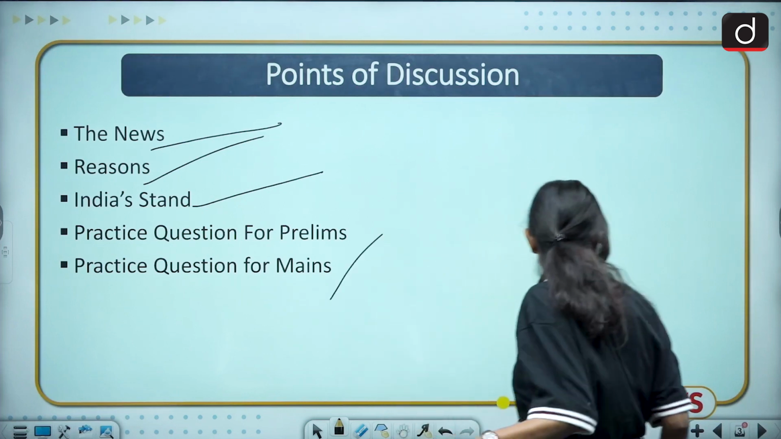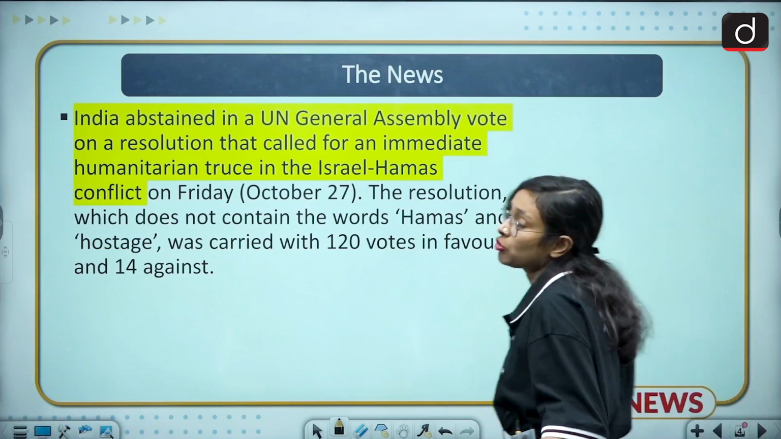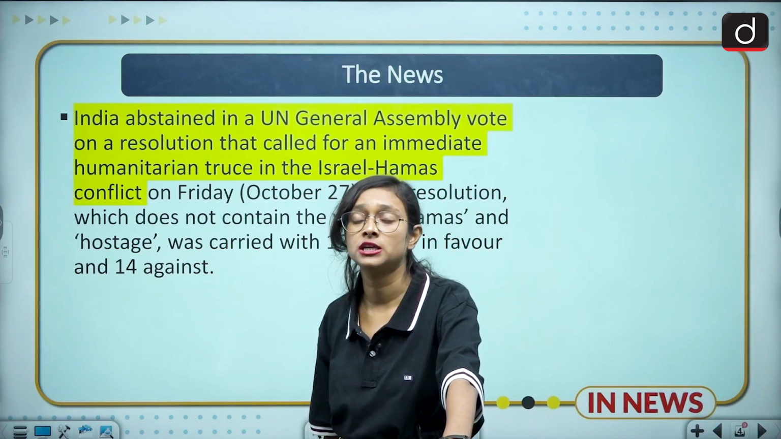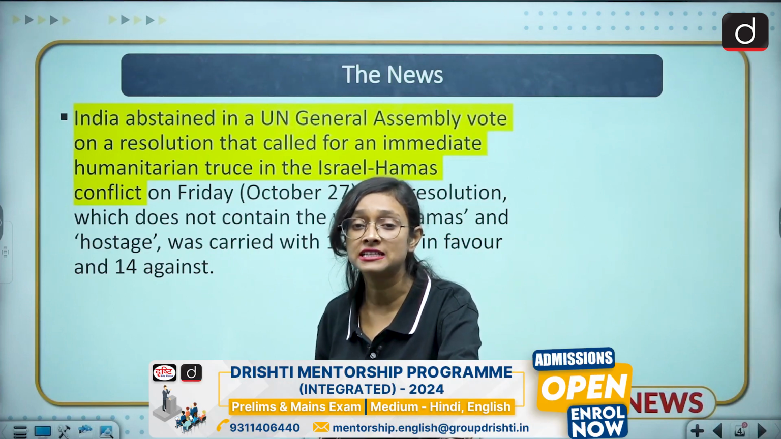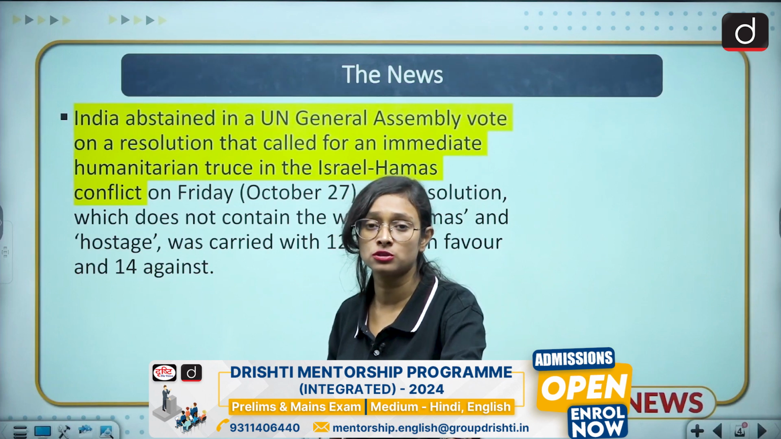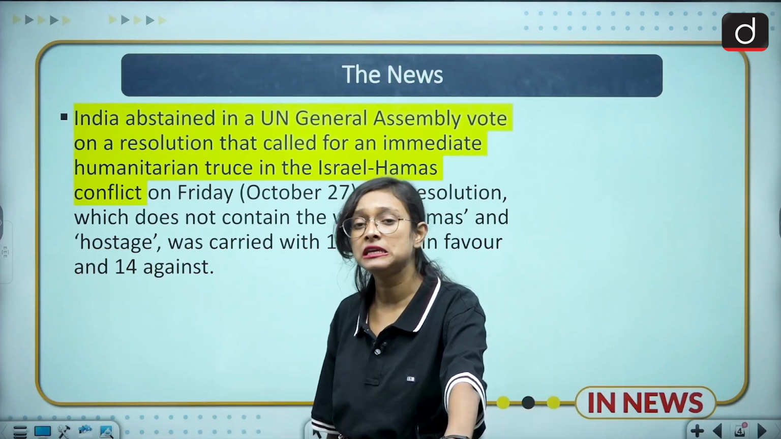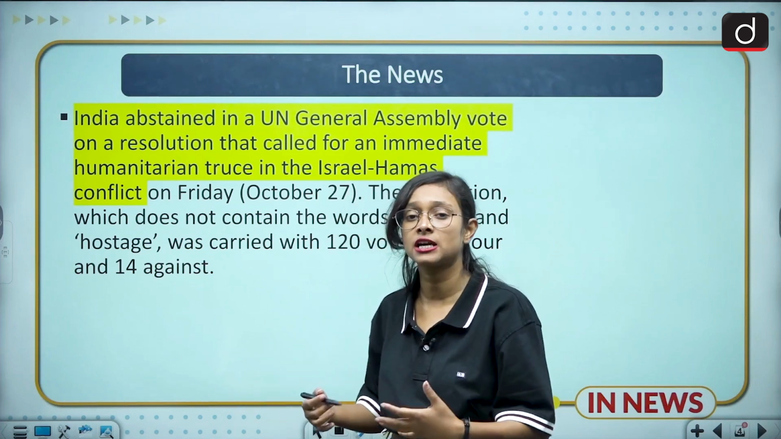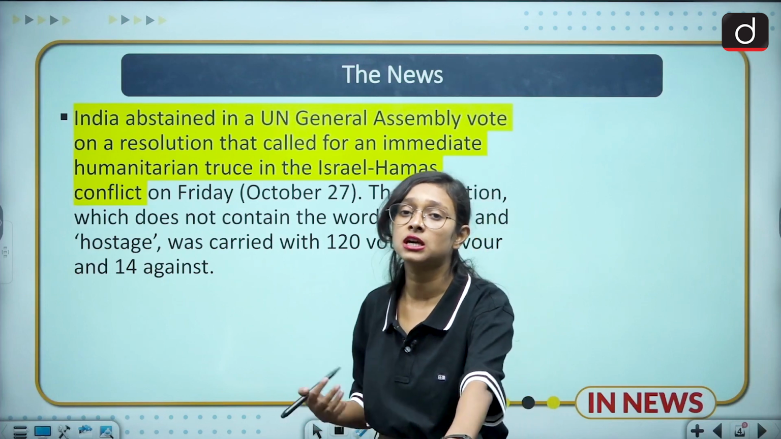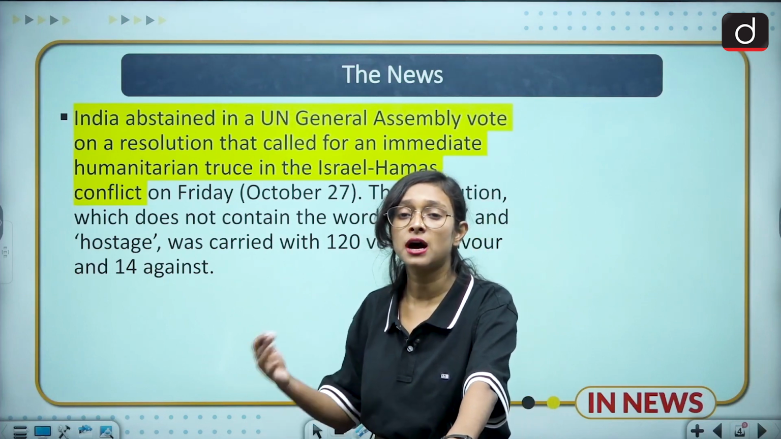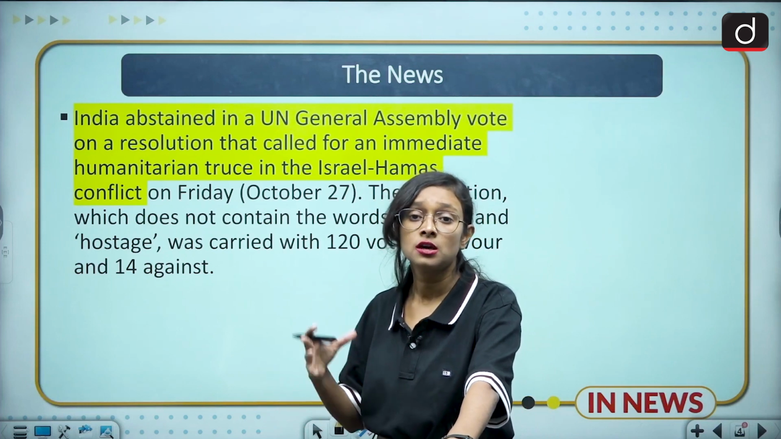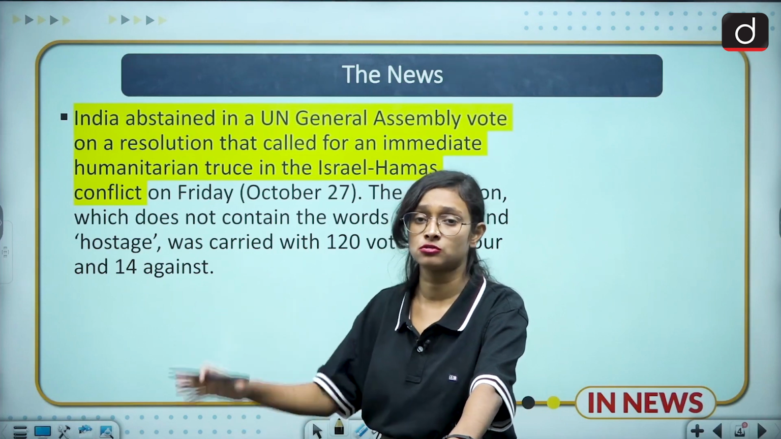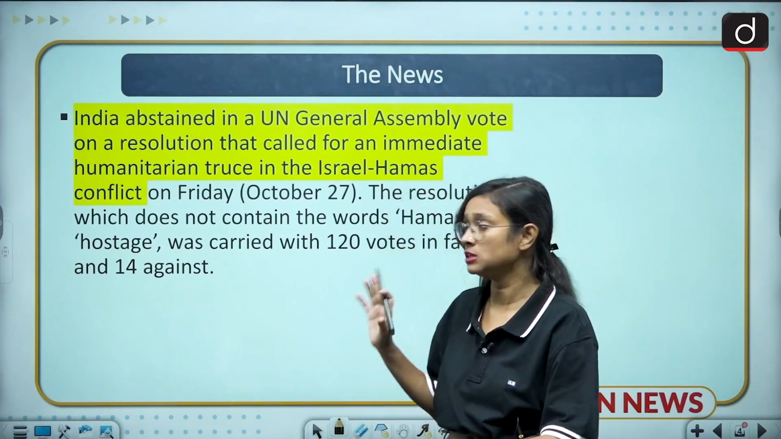So moving to the news part. On the 27th of October, the United Nations General Assembly came up with a resolution based on a humanitarian truce, in which India marked its abstention. Along with many countries, India marked this abstention. Countries like Australia and Canada also marked their abstention, while countries like Israel and the US voted against this particular resolution. And there are countries who voted in favor of this resolution. So this is the news we are going to discuss in today's class.